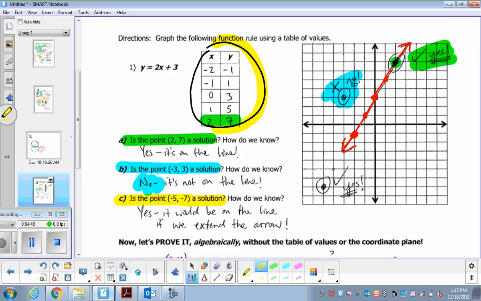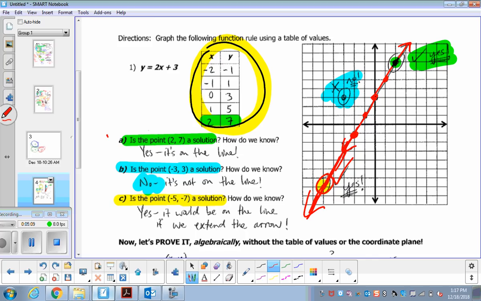Now, once again, it's not up here for me to check, but I can look at the graph and go back 5, down 7. And it is going to be a solution because if we kept that line going, boom, there it is. So yes, (-5, -7) is a solution.